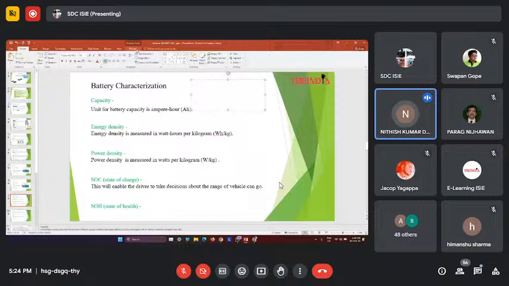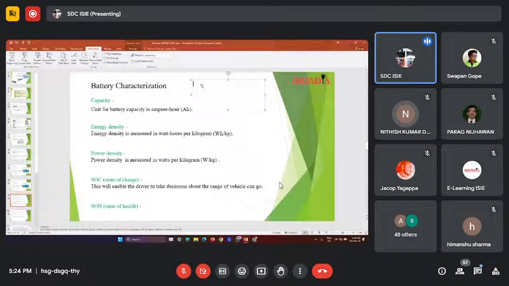Sir, once again, repeat the question. Okay, yes. See, I am having one cell of 5 ampere hour and 3 volt, and its weight is 100 grams. So how much energy can I store in 1 kg?